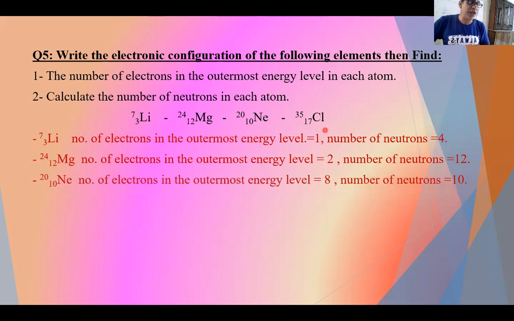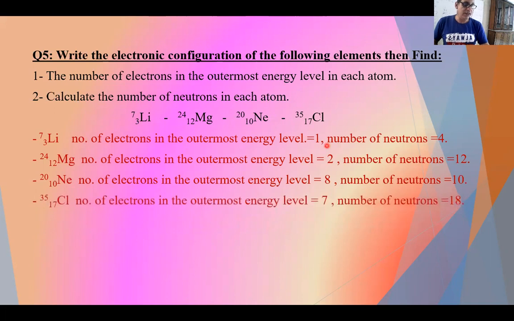The last one is chlorine, chlorine 17, 35. 17 electrons, 2, 8, 7. So the outermost, the last one, has 7 electrons only, and the number of neutrons is 35 minus 17 equal 18 neutrons.